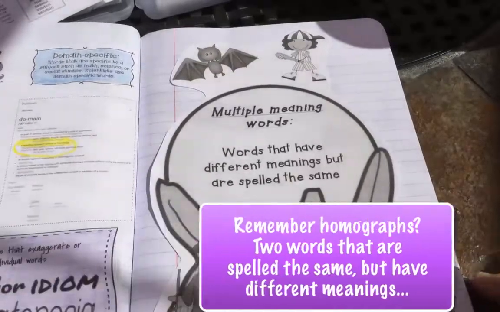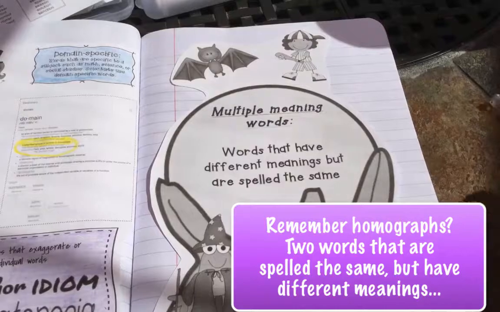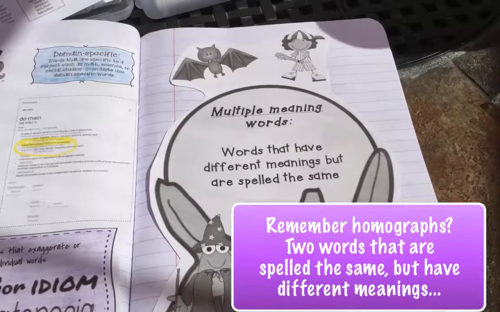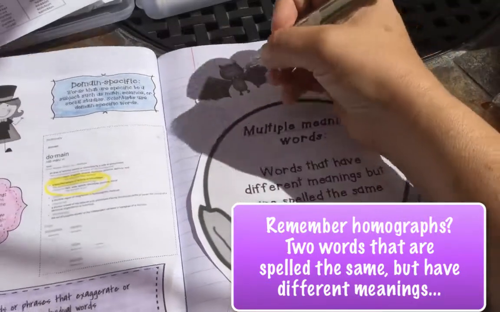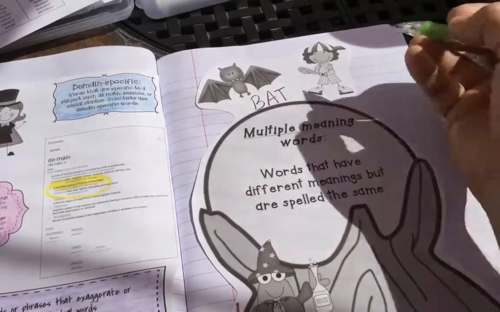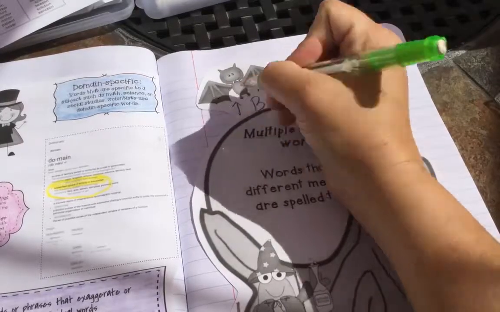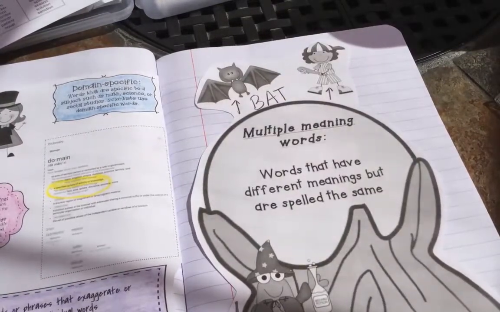Then you're going to put in a piece about multiple meaning words. We've referred to this before, words that have different meanings but are spelled the same. For example, we can have the word bat. Two types of bats, a baseball bat or a bat that flies.